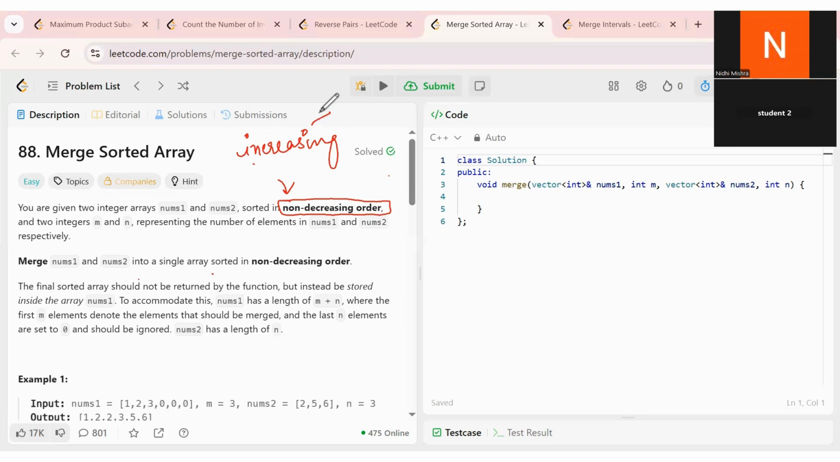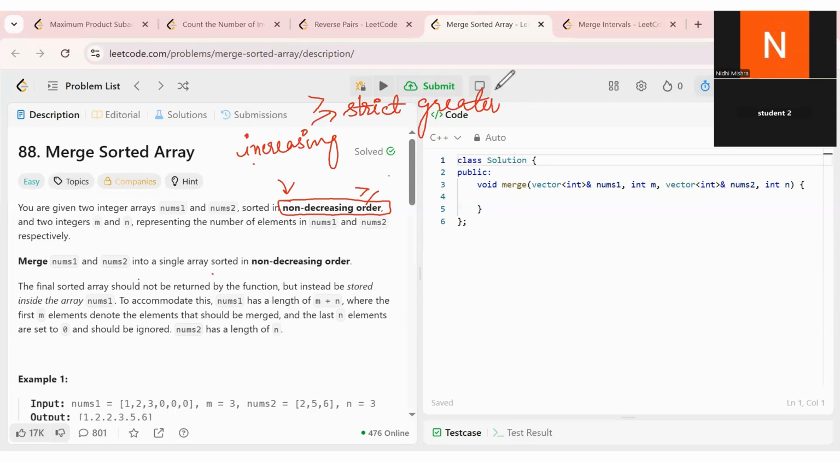Yes. But in non-decreasing order, it can be equal also. Correct. The next element will be greater than or equal to, and this is strictly greater. Very good. These are small things that people might miss, right?